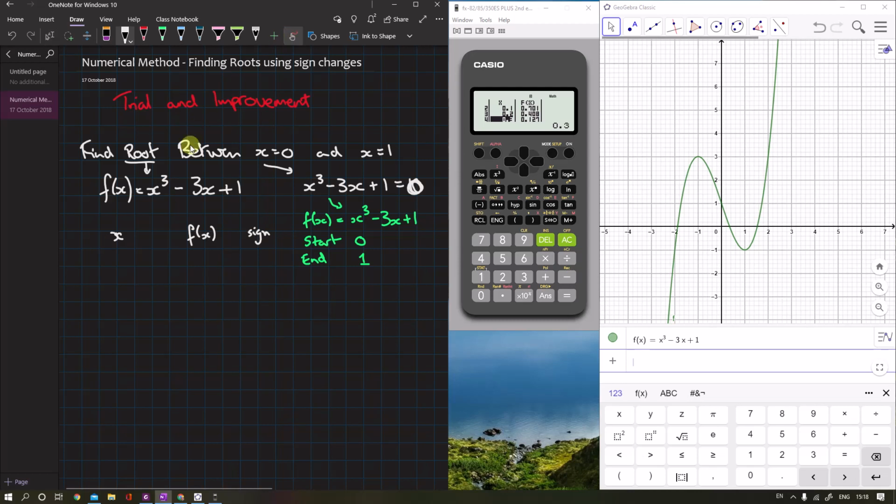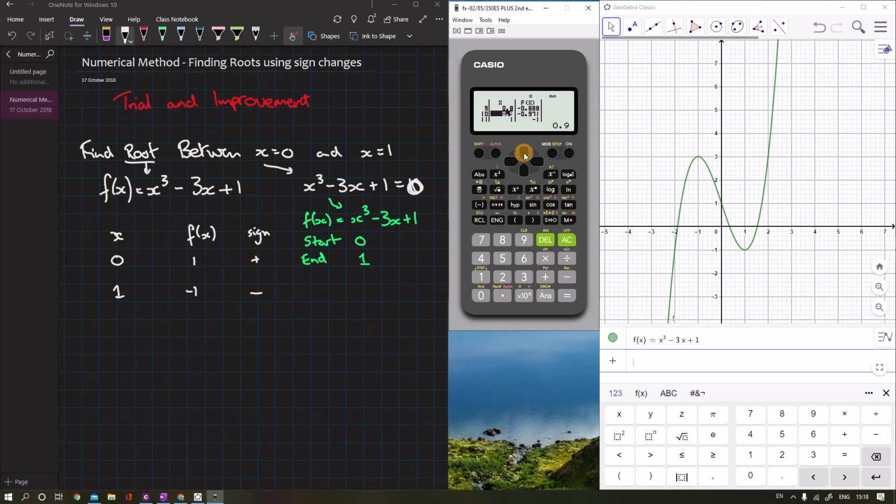Come on, give me the pen. So we've got 0 and 1. And at 0, I had a value of 1. At 1, my value is -1. So we've gone from positive to negative. So there's a root in between.